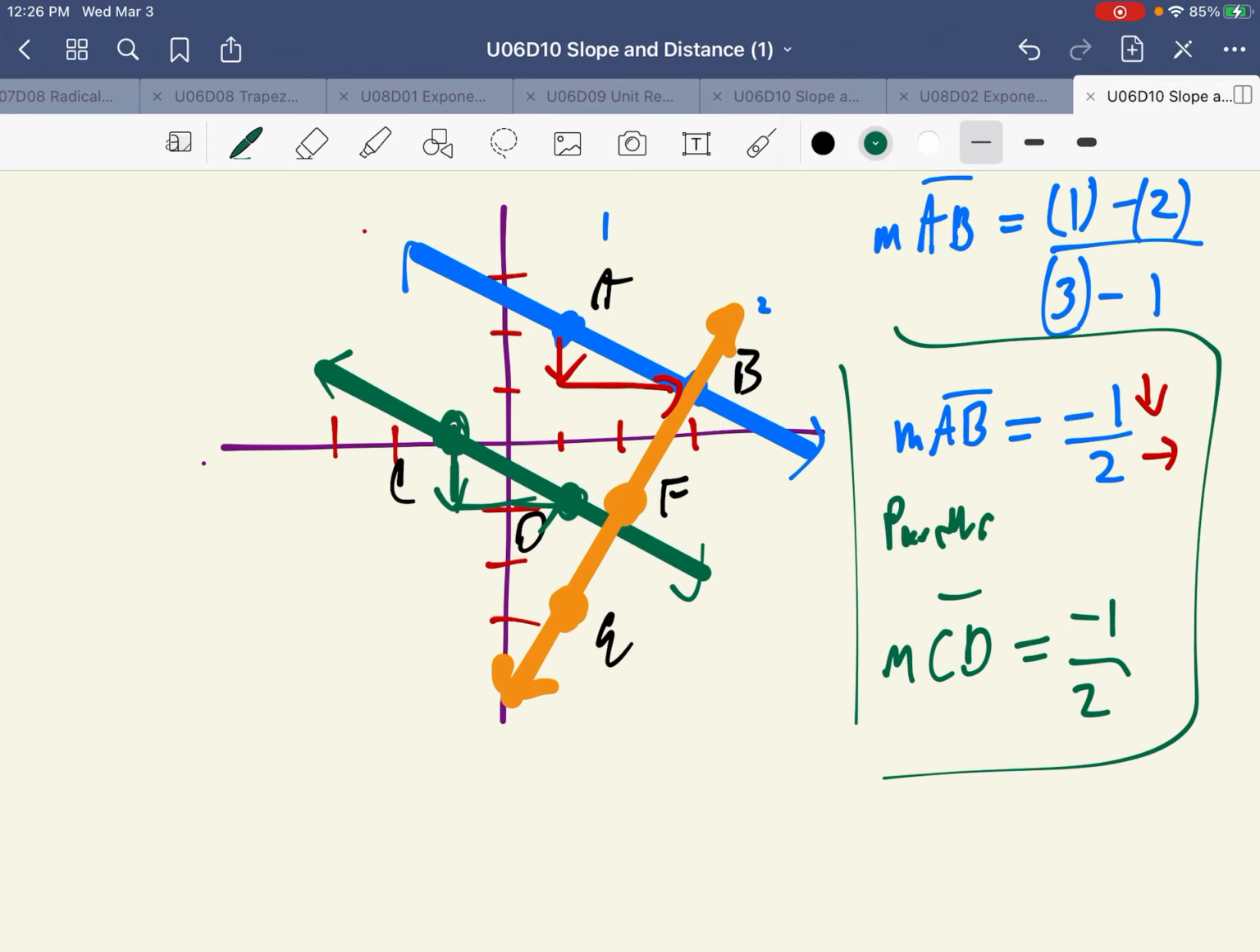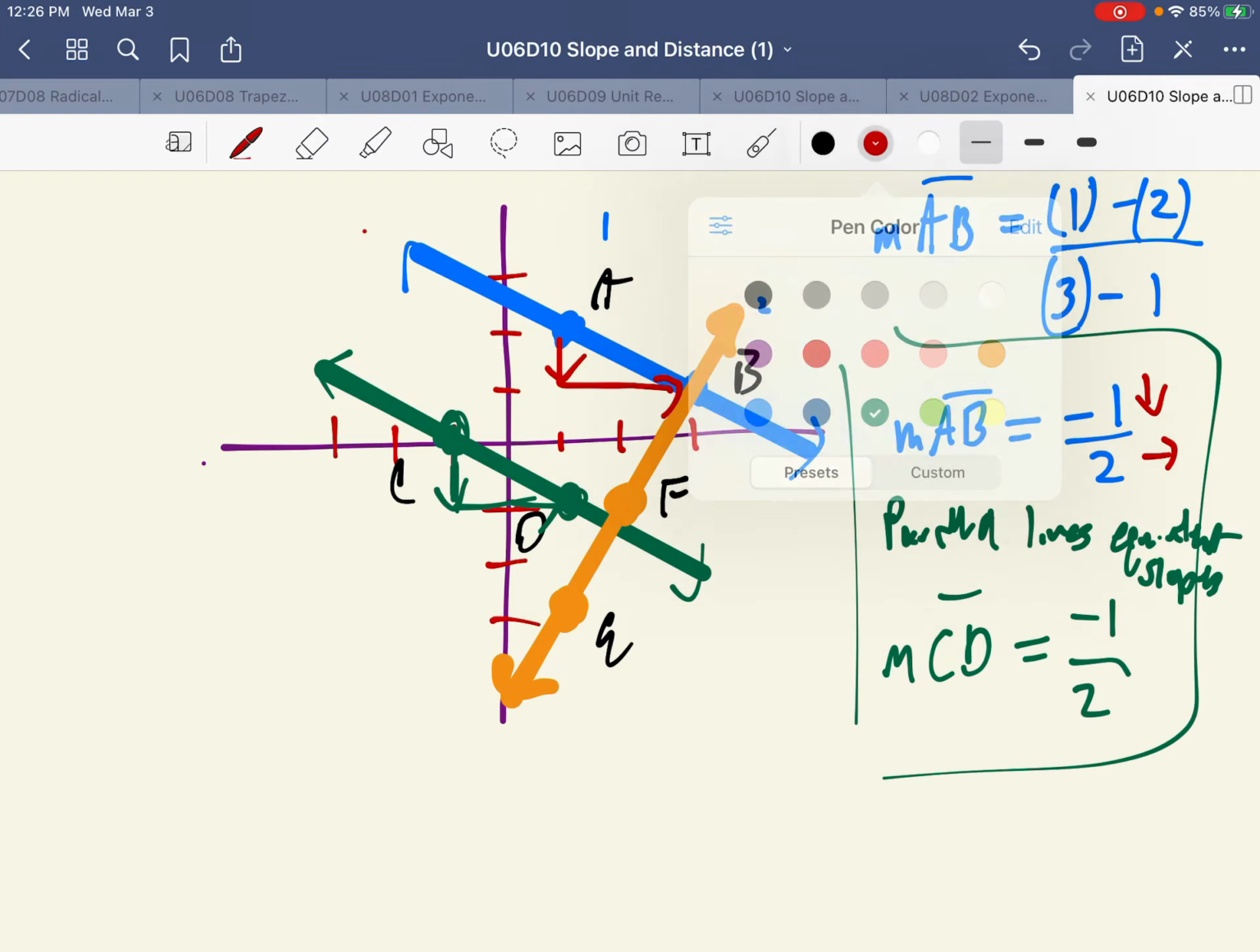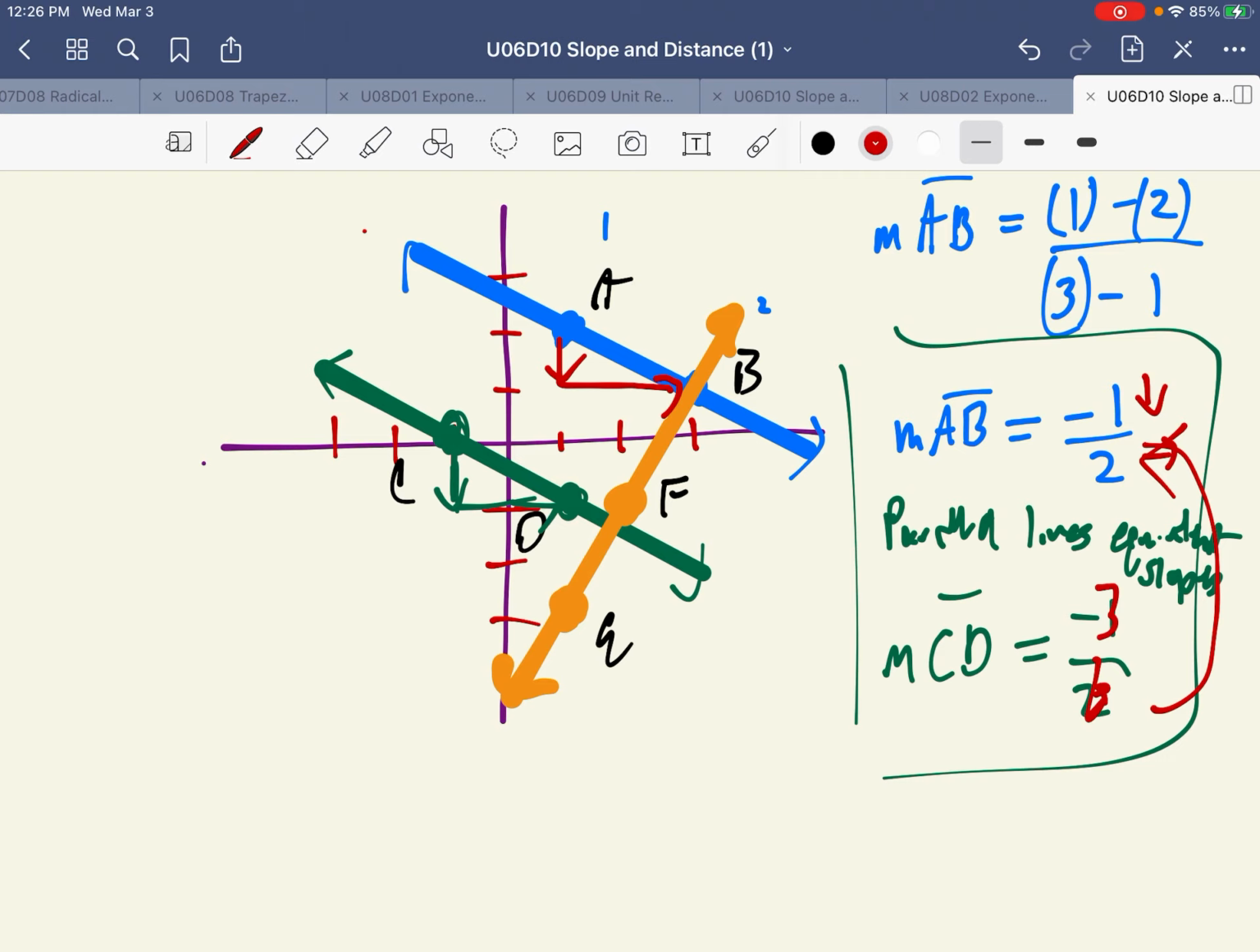Parallel lines have equivalent slopes. Now I don't say equal slopes because while their slopes are equal, when you actually calculate them, maybe you pick 2 different points and maybe you get an equivalent slope. So if we would have gotten negative 3/6, that is equivalent to the negative 1/2 and would still be parallel.